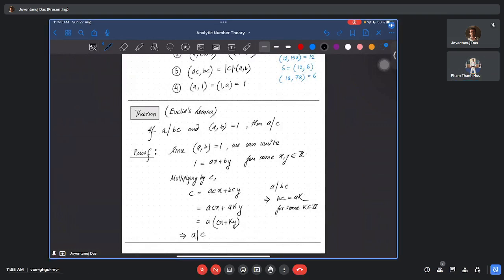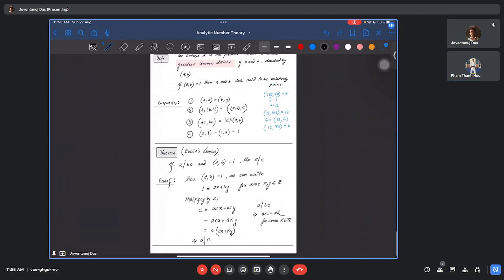So this ends this section. Next one is prime numbers. So maybe we can start.